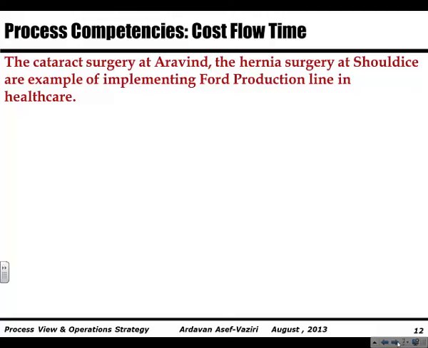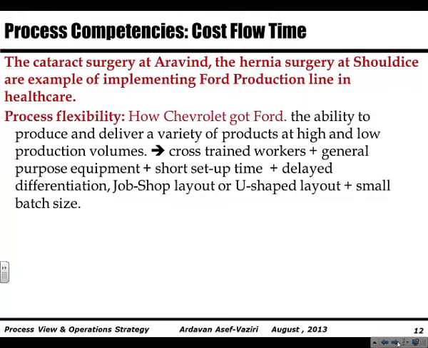General Motors came into the auto market of the United States. They brought the second dimension of variety. And to deliver variety, you need flexibility. So the second process competency that we need is flexibility: the ability to produce and deliver a variety of product at high as well as low volume.